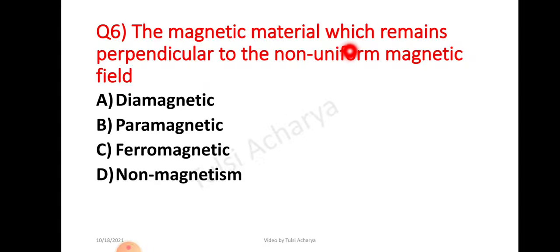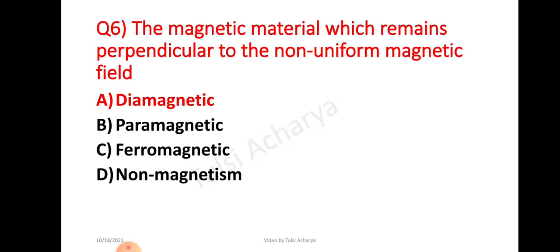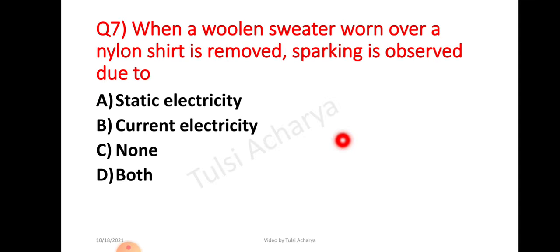The magnetic material which remains perpendicular to the non-uniform magnetic field, such a type of magnetic material is called diamagnetic material. Option choice A is the correct one for question number 6. Now let's move to question number 7.